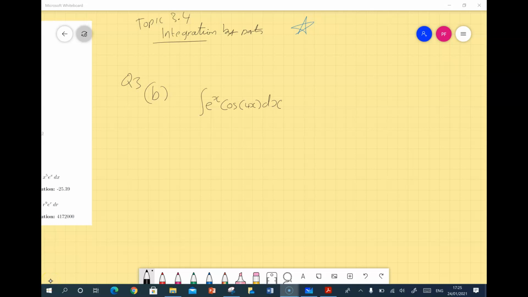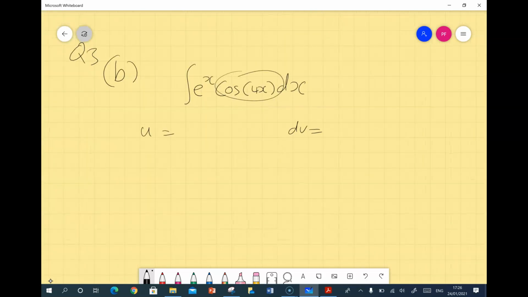Topic 3.4, integration by parts, question 3b, the integral of e to the power of x cos of 4x. So again, here when we're choosing our u and our dv, there's no ideal candidate because neither an exponential nor a trigonometric function will differentiate down to 0 ever. So it doesn't actually matter here which one you pick for u and which one you pick for dv. However, I would say it's easier to differentiate cosine of 4x.